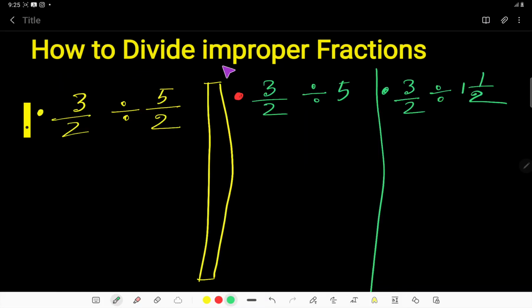How to divide improper fractions. So look, this is an improper fraction, this is an improper fraction. So we have to divide this improper fraction by this improper fraction.